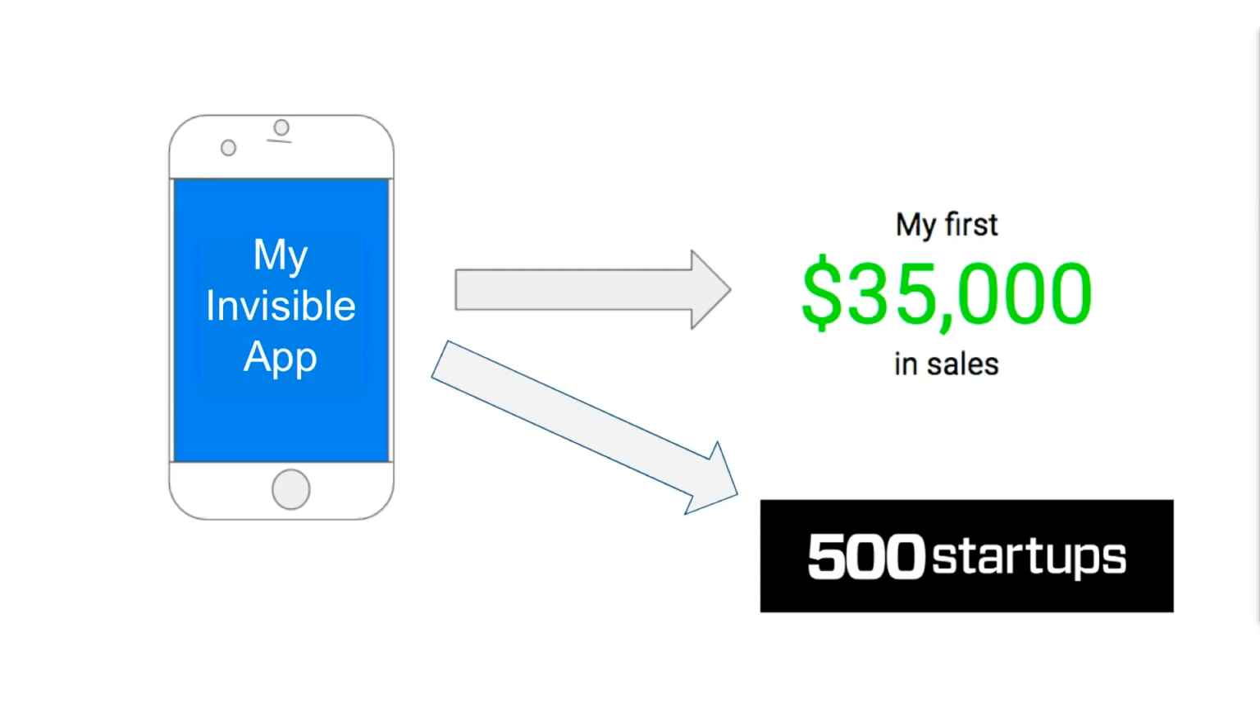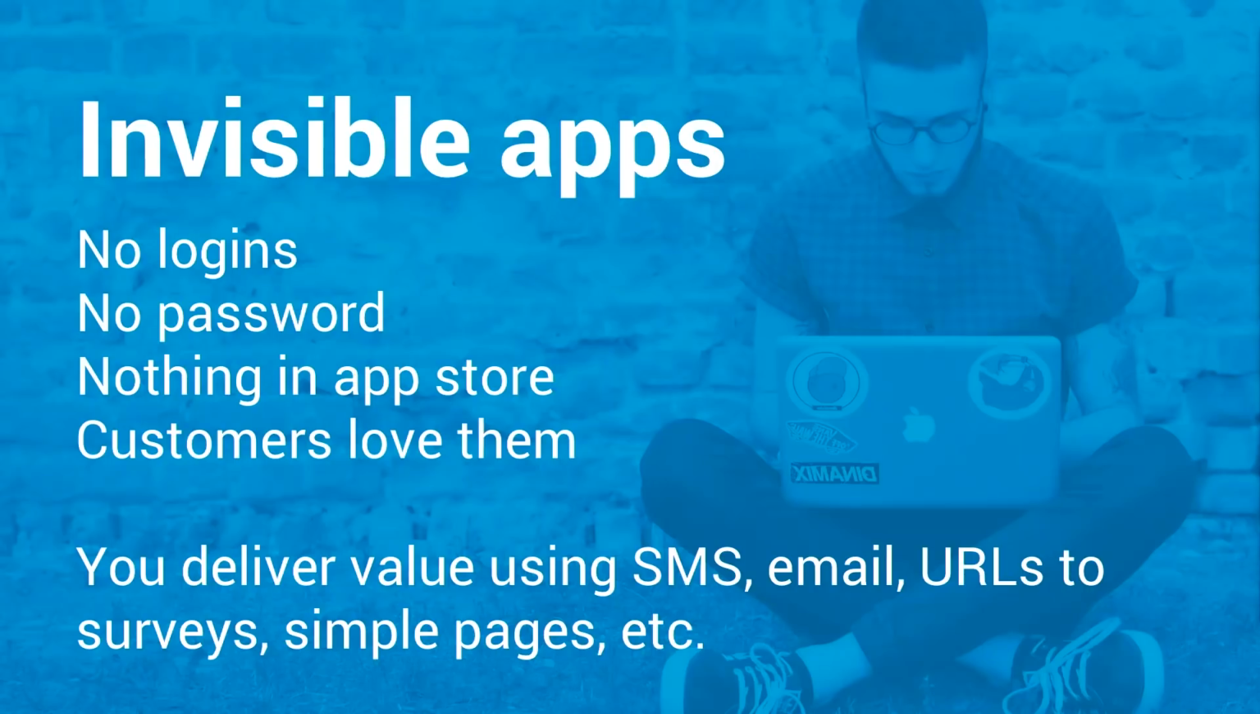So this version of my invisible app got me my first $35,000 in revenue and got us an investment from 500 Startups Accelerator program. And so I want to show you what an invisible app is. As I mentioned, we're going to talk about some beginning ways to build apps without code and then move into some more advanced ones. So an invisible app is a product that has no logins, no passwords. There's nothing in the App Store necessarily, but your customers love them because you come to them.